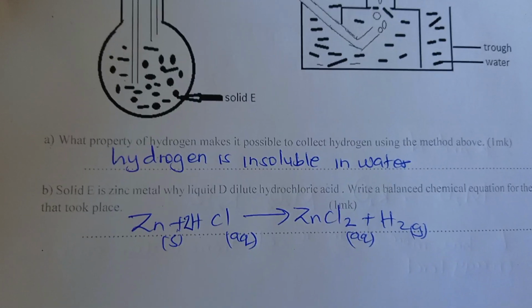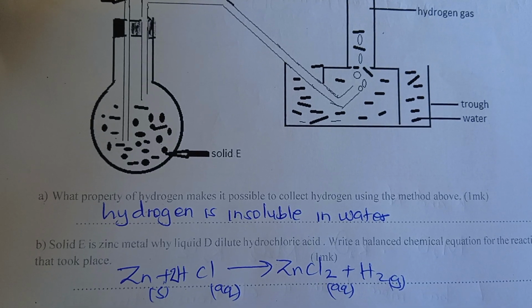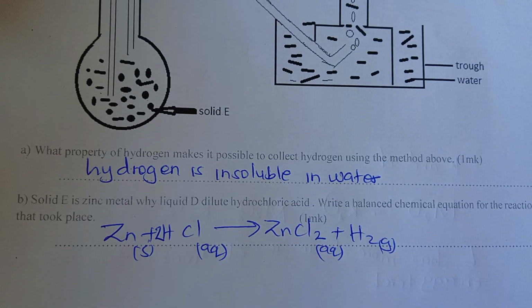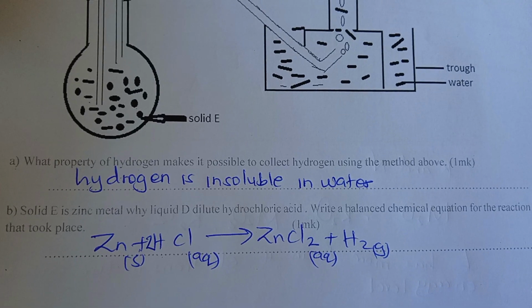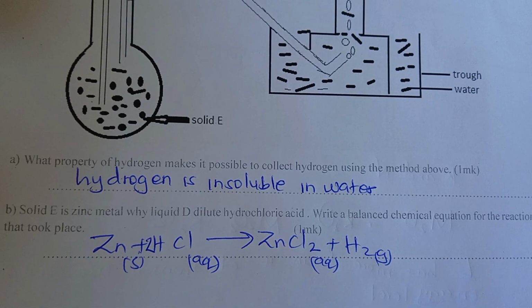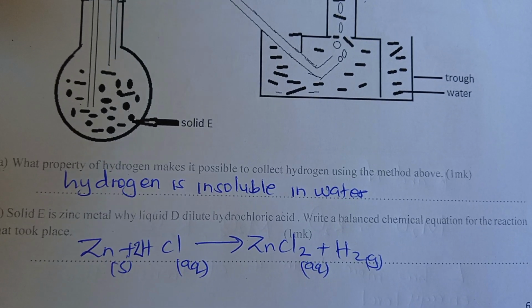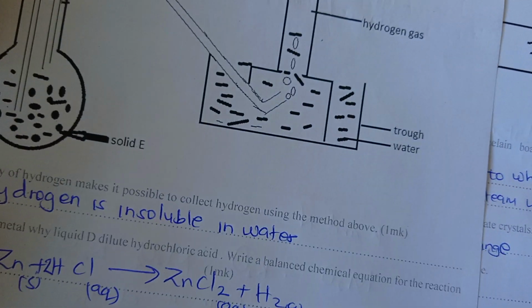Then you are told that solid E is zinc. Solid E is labeled there. Solid D is zinc metal. Why is liquid D dilute hydrochloric acid? Write a balanced reaction for that. That is the balanced chemical reaction for production of hydrogen gas using that metal.